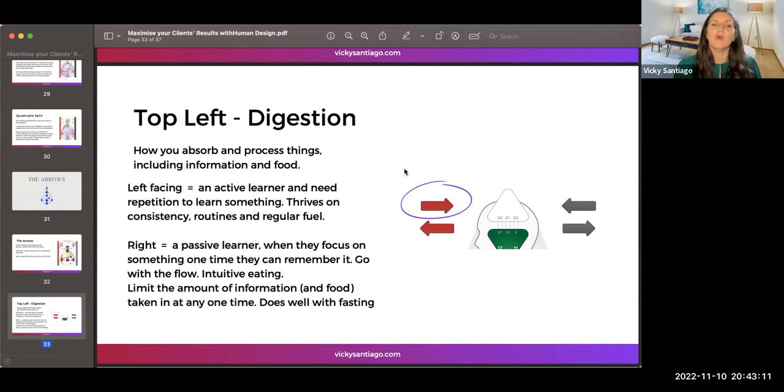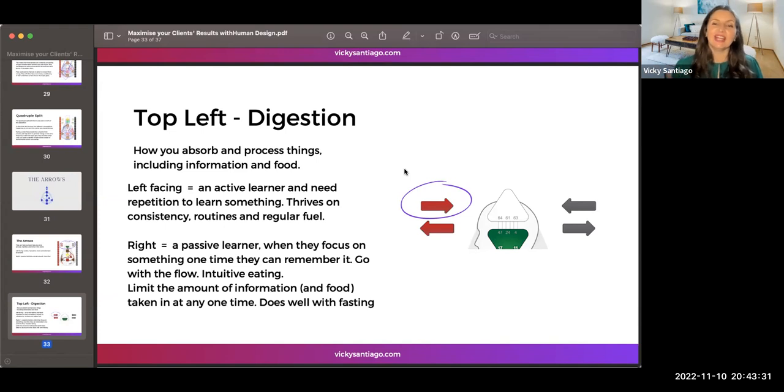Left facing also thrives on consistency, routines, and regular fuel. So if you're doing weight loss with a person with a left digestion arrow, then they're going to need regular food, right? They'll be better off having, like, 6 smaller meals, for example.